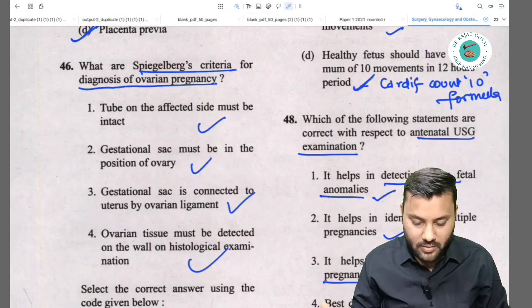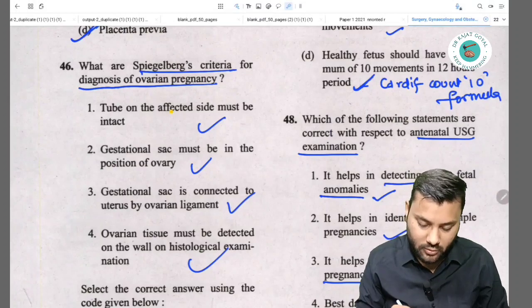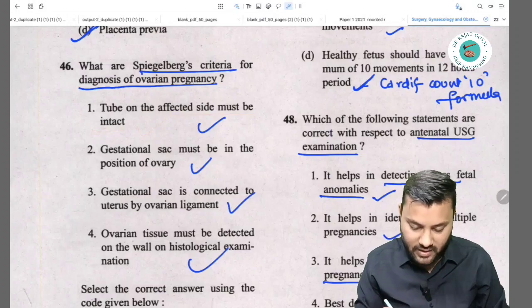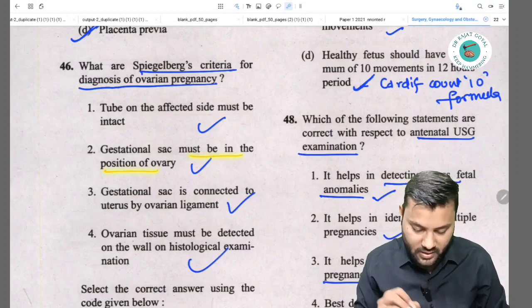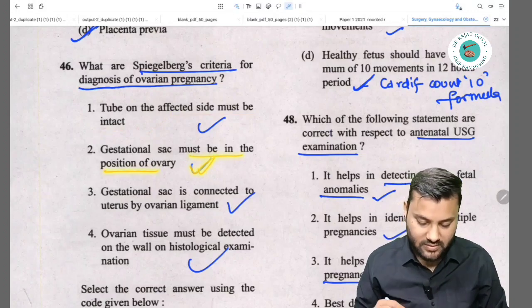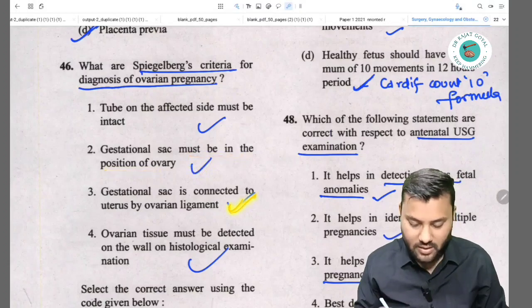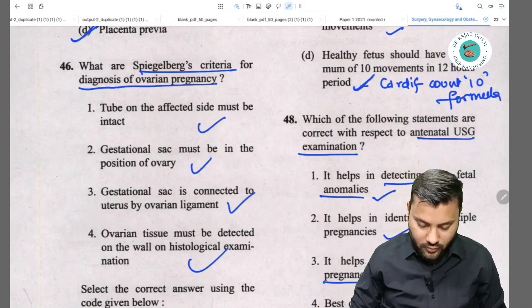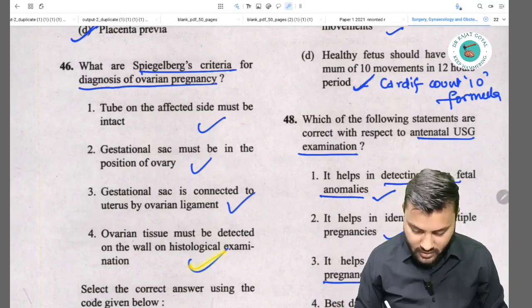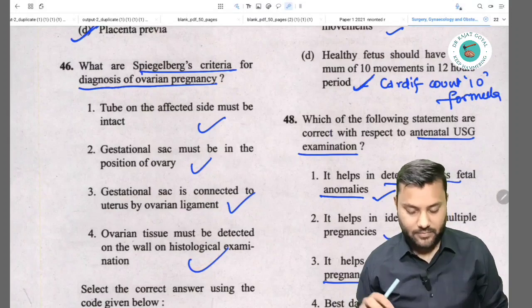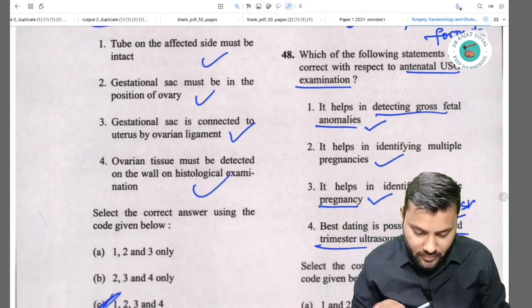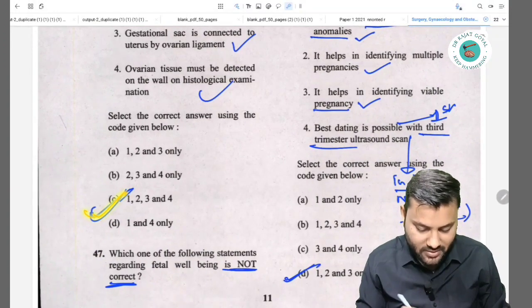What are the Spiegelberg criteria for the diagnosis of ovarian pregnancy? The tube on the affected side must be intact. This is true. The gestational sac must be in the position of the ovary. This is also true. The gestational sac is connected to the uterus by the ovarian ligament. This is also true. And ovarian tissue must be detected in the wall on histological examination. This is also true. So all the options are correct here. The answer will be 1, 2, 3, 4, option C.